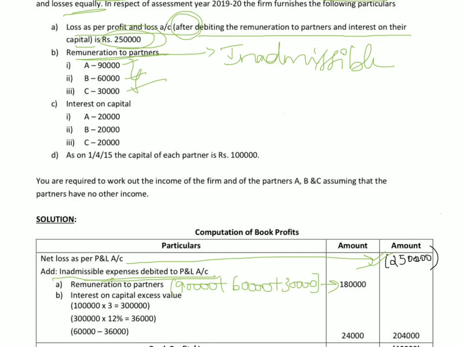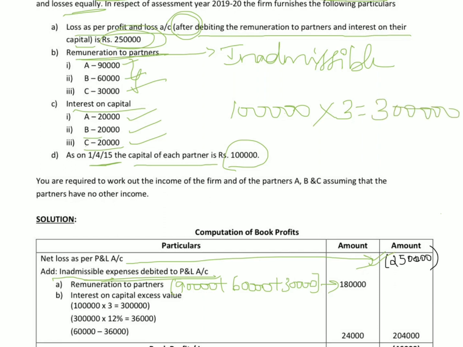Next point is interest on capital. Now we have 20,000 interest on capital to A, 20,000 for B, and again 20,000 for C. There is no specific rate given in the problem, but in the fourth point, as on 1/4/2015, the capital of each partner is 1 lakh. So each partner has contributed capital of rupees 1 lakh. How many partners do we have? A, B and C, so we have 3 partners. The total capital of the firm comes to 3 lakh.